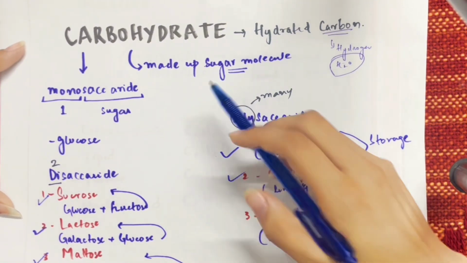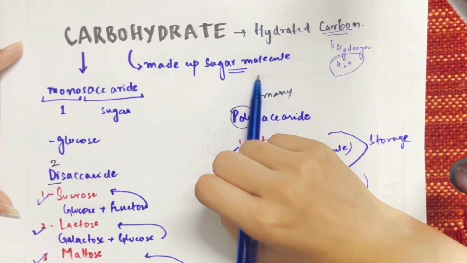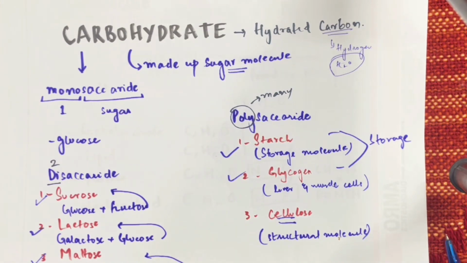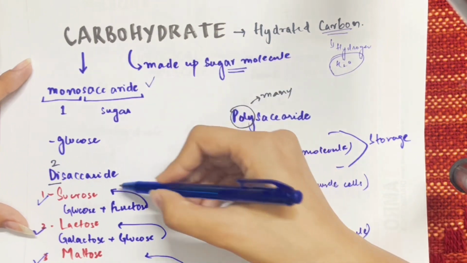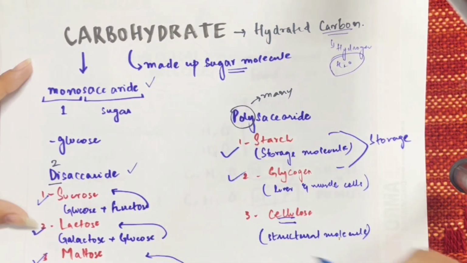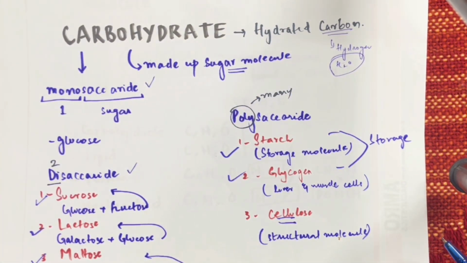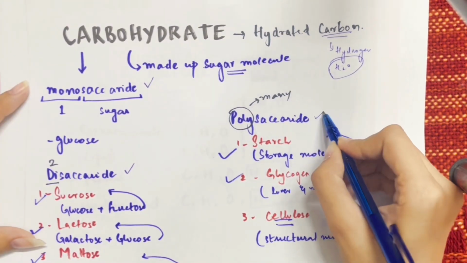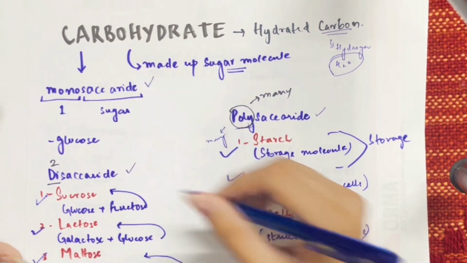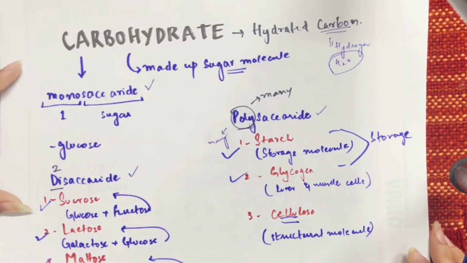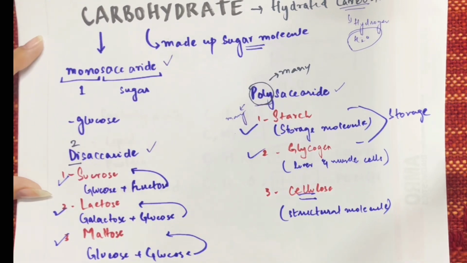So carbohydrates are basically made up of sugar molecules. When we talk about sugar molecules, we need to know if they are made up of one sugar molecule, we call it a monosaccharide. If it's made up of two, then it is a disaccharide. If it is made up of more than two, then we call it a polysaccharide. As poly means many, and mono stands for one, whereas di means two. So the term saccharide means the glucose, or you can say the sugar molecule, whereas mono, di, and poly tell us the number of sugar molecules that are included in each carbohydrate.